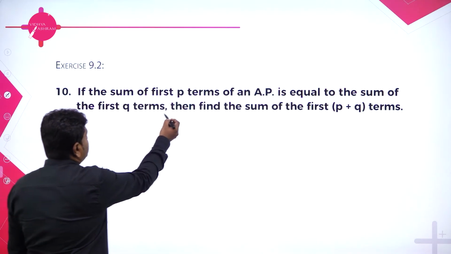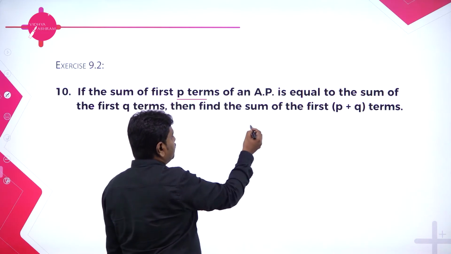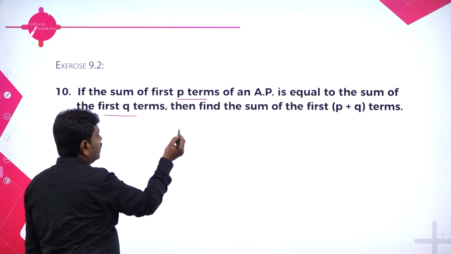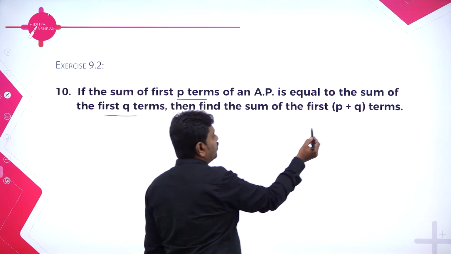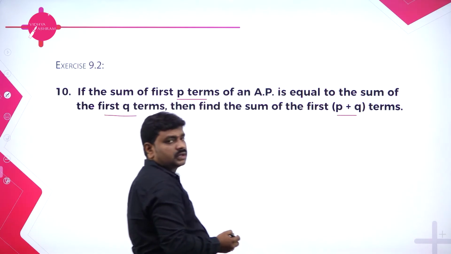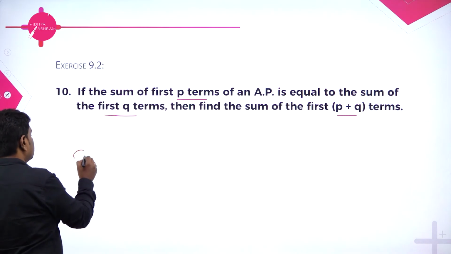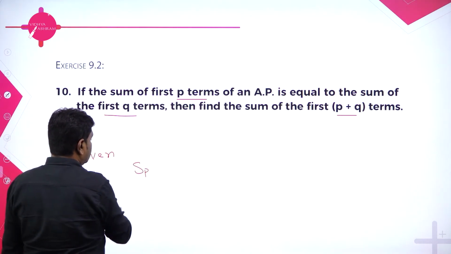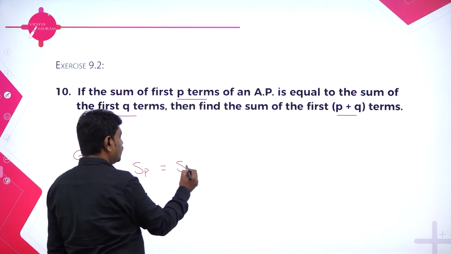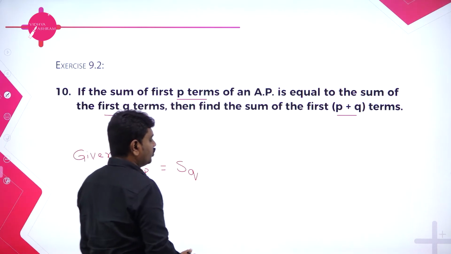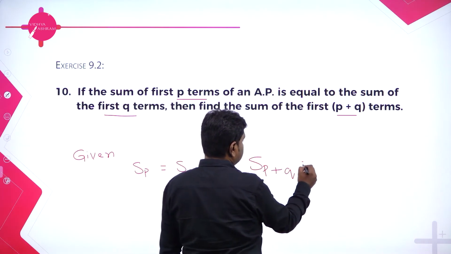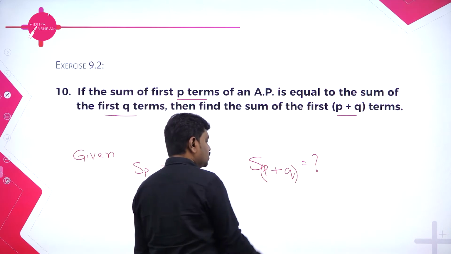Then, the sum of the first P terms of an AP is equal to the sum of the first Q terms. Then find the sum of P plus Q terms. Interesting. What is given? They have given the sum of P terms in an AP is equal to the sum of Q terms. And what do they want you to find? They are asking you to find the sum of P plus Q terms. This is the question. S of P plus Q they want.